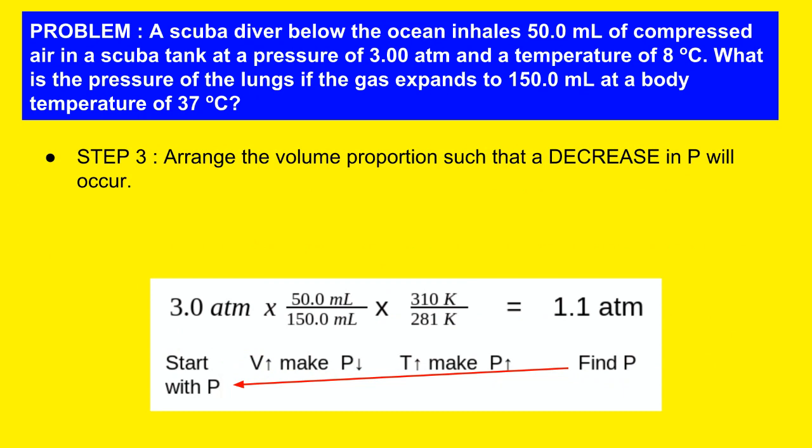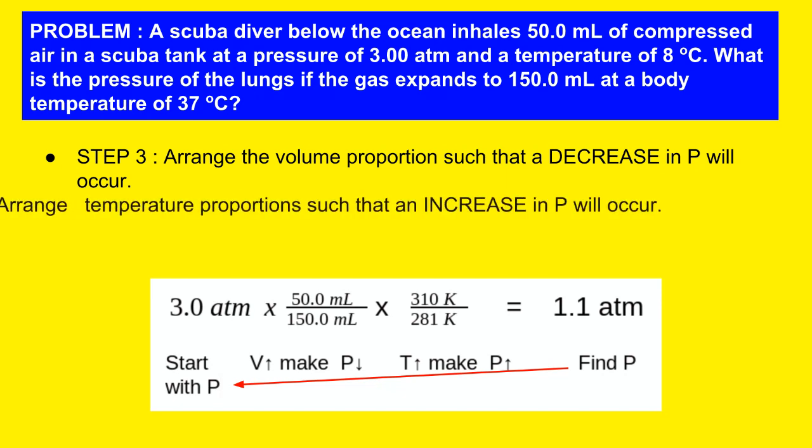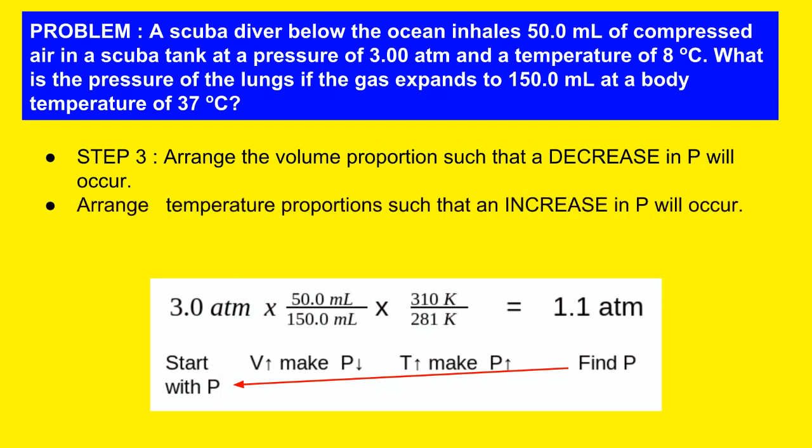So we arrange the volume proportion such that a decrease in pressure will occur. Notice I've placed 150 milliliters, the bigger number, in the bottom of the volume proportion. I also arrange the temperature proportion such that an increase in pressure will occur. That's the top number over the bottom number, and the top number is the bigger number. Don't forget to convert degrees Celsius temperature to Kelvin temperature by adding 273.